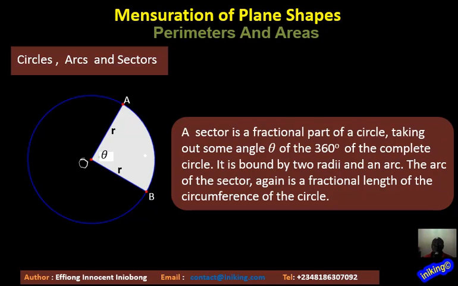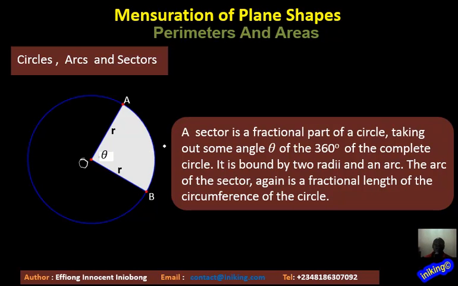So I can say that this is sector AOB. So as we have on the screen here, we say a sector is a fractional part of a circle taking out some angle theta of the 360, which is of the complete circle. It is bound by 2 radii and an arc.